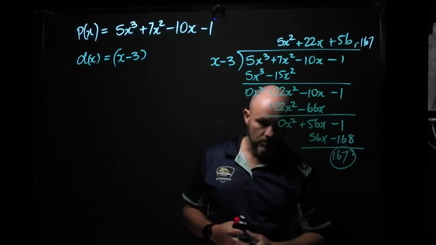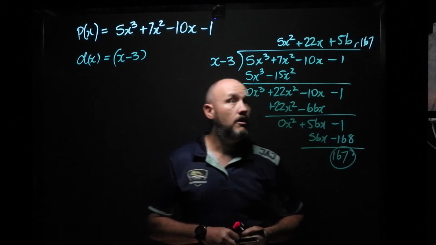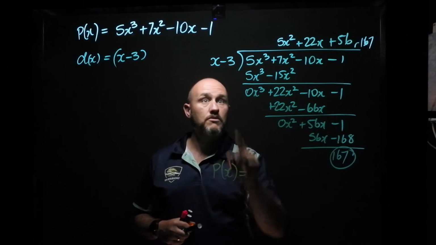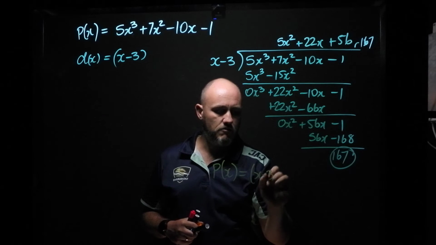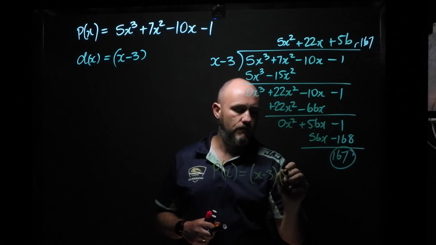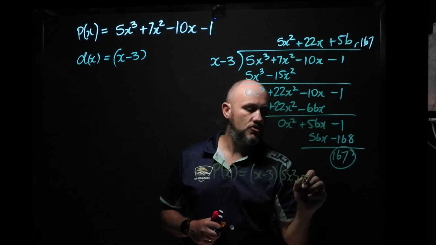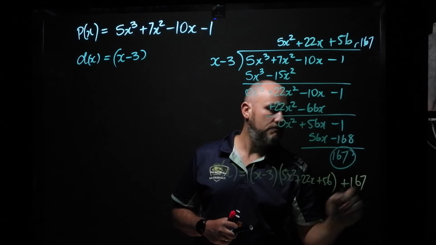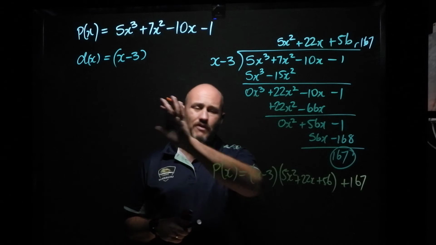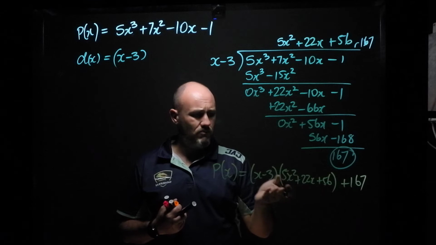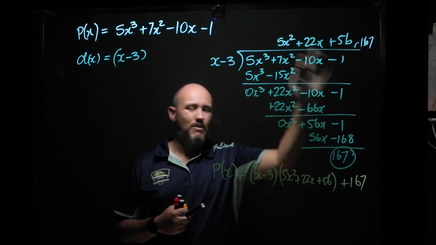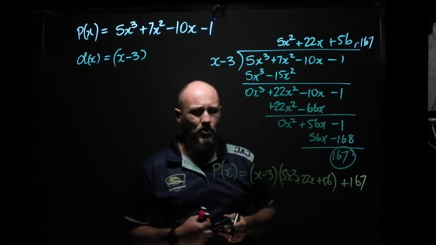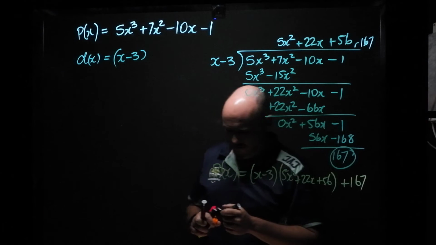Before I do that, I might actually write down my final answer here. We'll do it in orange, and that is that P of x is equal to x minus 3, my d of x, times q of x, which is 5x squared plus 22x plus 56, and then plus that remainder, r of x. Now of course we've just been asked to divide, and that's our final answer. We're not really being asked to factorise that, but maybe a question will ask you to fully factorise or something, so just be wary of that.